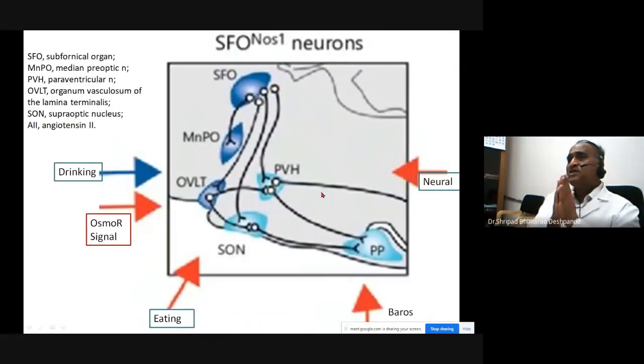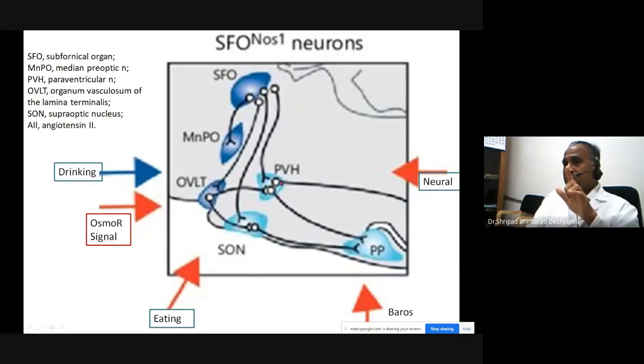Now, just summarizing, this is the subfornical organ, just trying to give you how those interneurons are connected. From the subfornical organ, we have the medial preoptic nucleus here in the hypothalamus. Because the subfornical organ becomes the major cluster here, and this has a connection with the OVLT. Then this has a connection with the supraoptic nucleus.